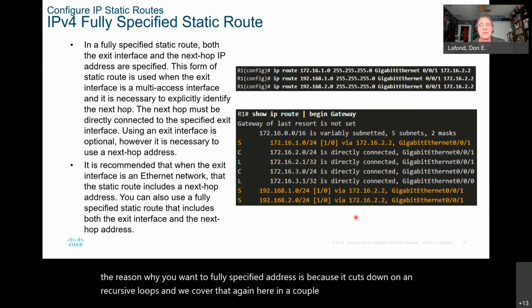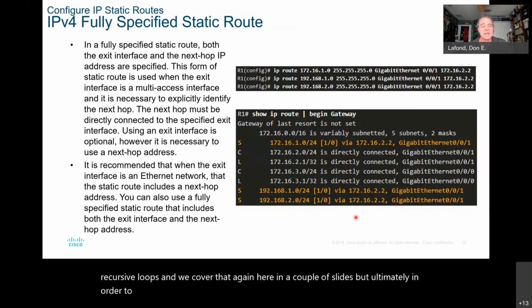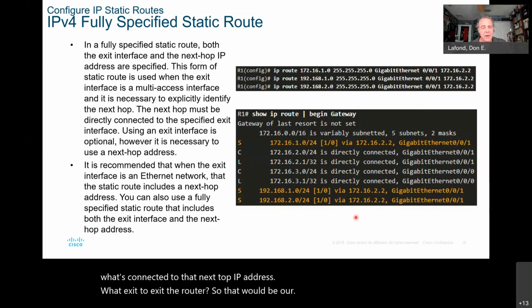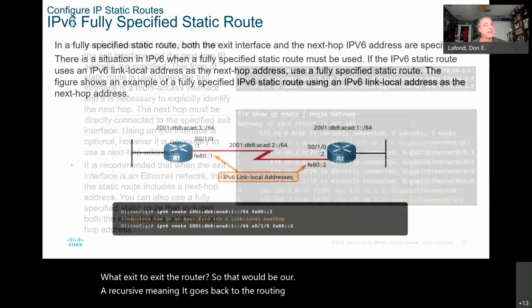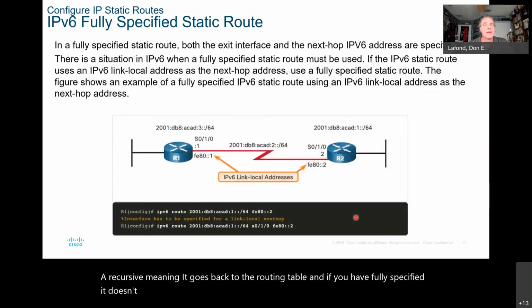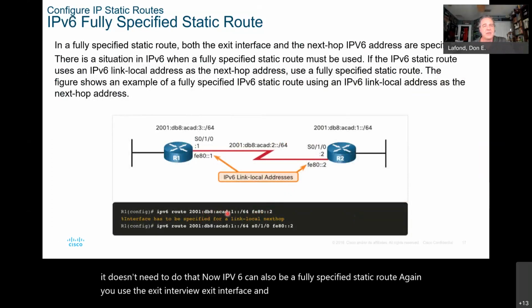But ultimately, in order to find a next hop IP, it has to go to the routing table to find out what's connected to that next hop IP address, what exit interface to use out of the router. So that would be a recursive lookup, meaning it goes back to the routing table. And if you have a fully specified route, it doesn't need to do that. Now, IPv6 can also be a fully specified static route.